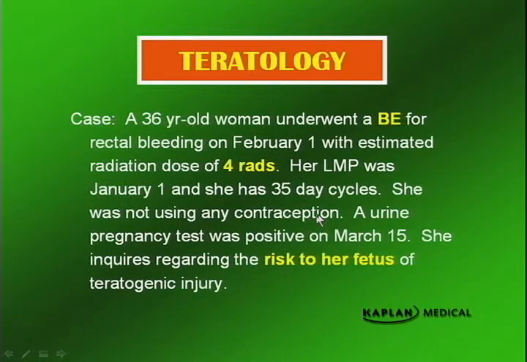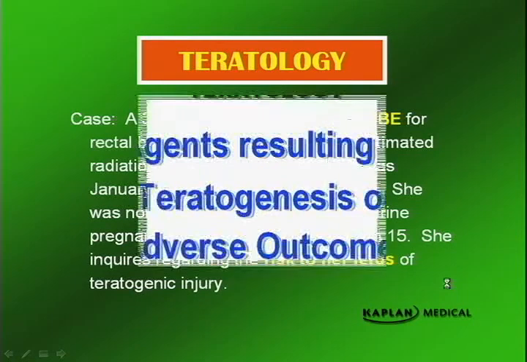She was not using any contraception. A urine pregnancy test was positive on March 15, which is what you'd expect. What is the risk to her fetus of teratogenic injury? And the answer is basically minimal, if any. So she can be reassured.